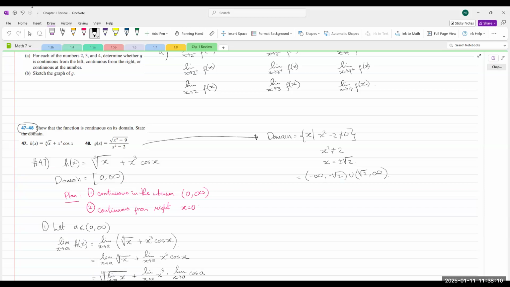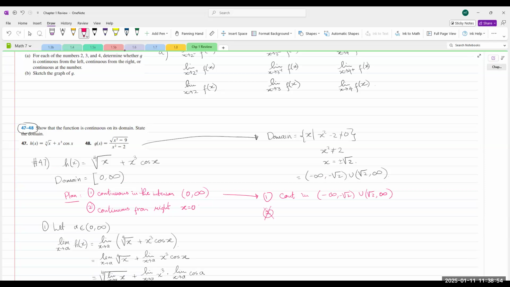Now, because this is an open interval, it means you will just do the interior. Okay, it's an open interval, right? Not closed. There are no endpoints for this. We have endpoints, but the endpoints are not included in the domain. So we just need to do the first step. We just need to show that it is continuous in the interior, but these intervals here are open sets, right? Negative infinity to negative radical 2 union radical 2 to infinity. We don't need the endpoints.